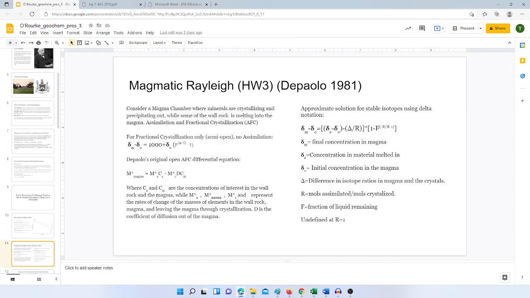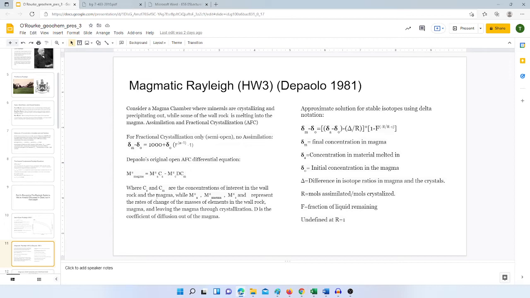And in that chamber, it's precipitating out crystals. Minerals are crystallizing and they're being deposited on, say, the walls, probably on the bottom of the magma chamber. At the same time, though, rocks from the sides and top of the magma chamber can be melted in. So you've got mass leaving the system and mass entering the system. And we call this an AFC, or assimilation and fractional crystallization model.